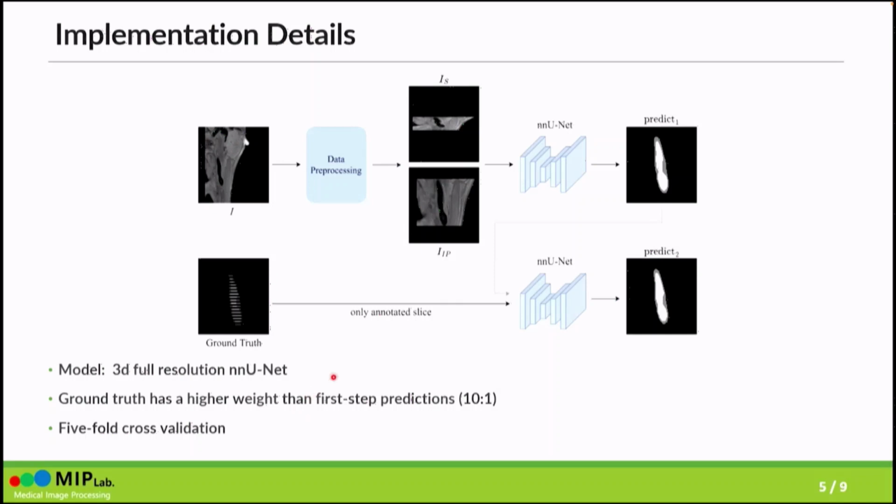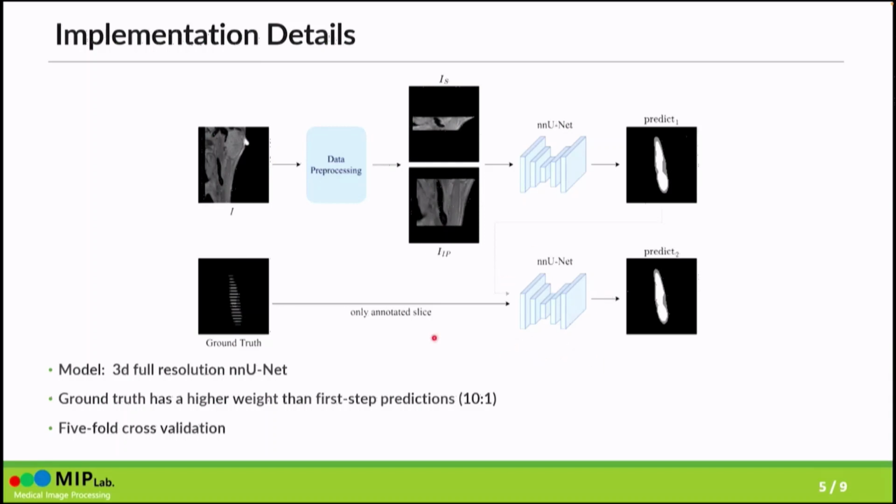The model segments the area into 3 parts: background, lumen, and outer wall. Segmentation is performed through 2 steps. In the first step, NNUNet is trained using preprocessed data. In the second step, first step prediction and ground truth are used to train the NNUNet.